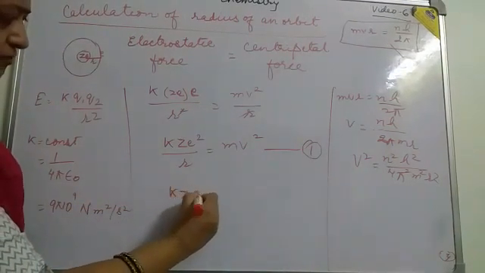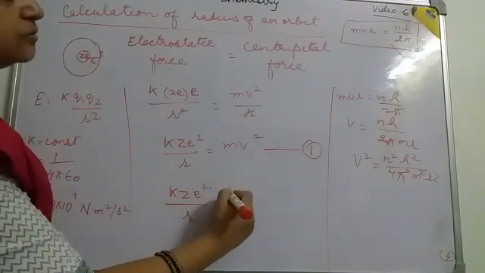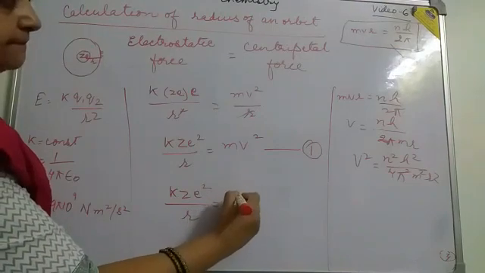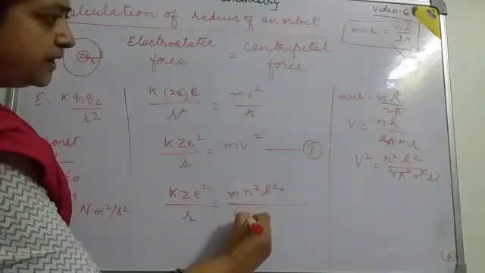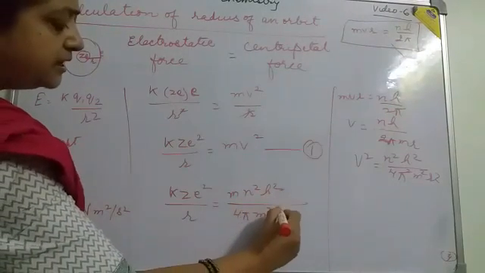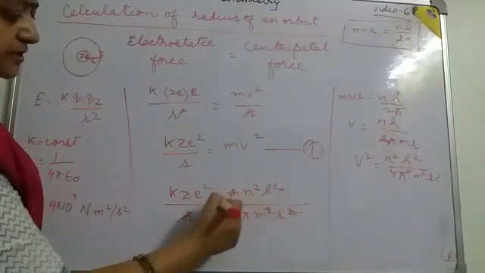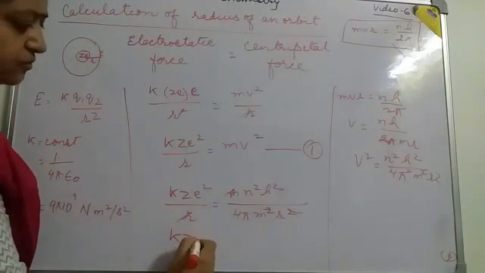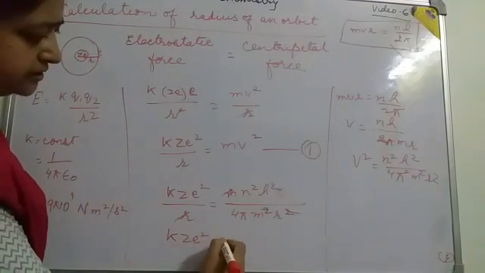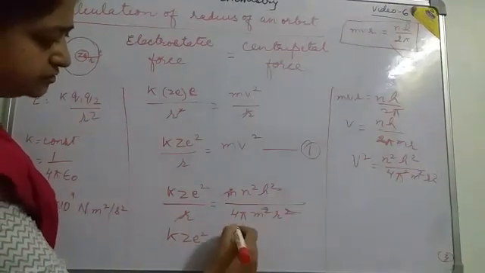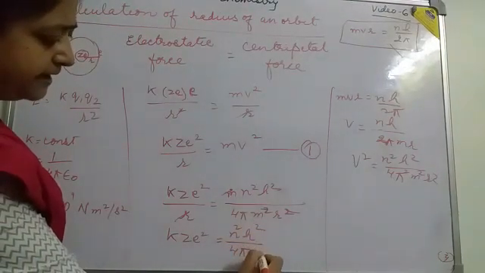K Z e square by r equal to m square n square h square by 4 pi square m square r square. These cancel, this and this cancel. Now we have K Z e square is equal to m square n square h square by 4 pi square m r.